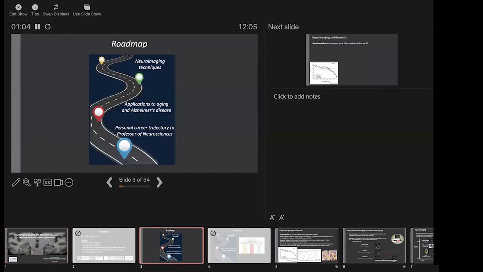Okay, so just to give you a little idea of what we're going to be talking about today, I'll be sharing a very high-level overview of various neuroimaging techniques and give some applications to aging and Alzheimer's disease, including some work from my lab. And I'm going to frame this all on the backdrop of my personal career trajectory from an undergrad student to my current role as assistant professor, hopefully to give you an idea of the ups and downs of an example academic career path, and how to navigate all those highs and lows.